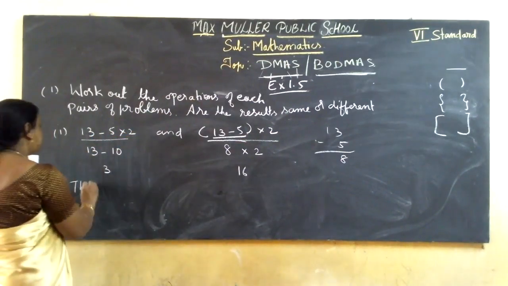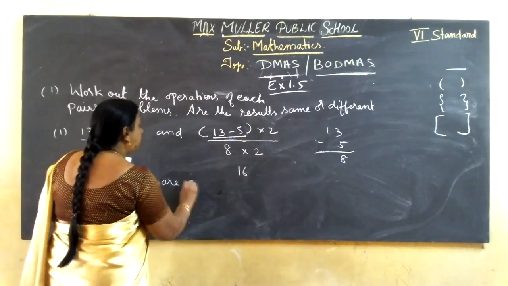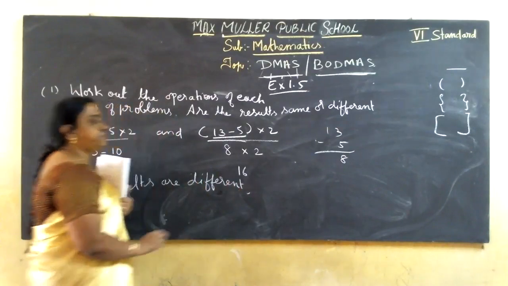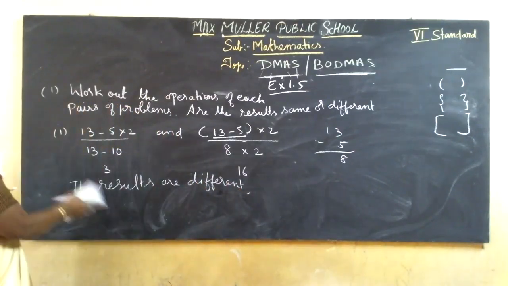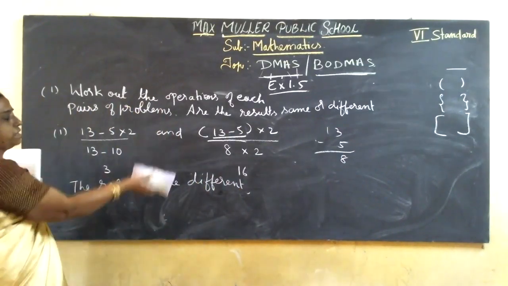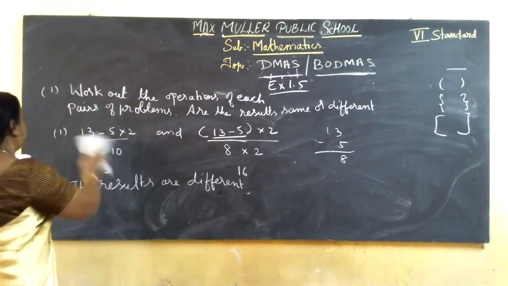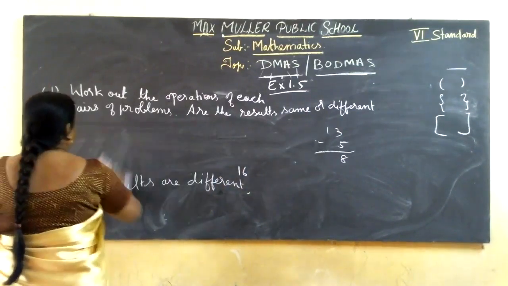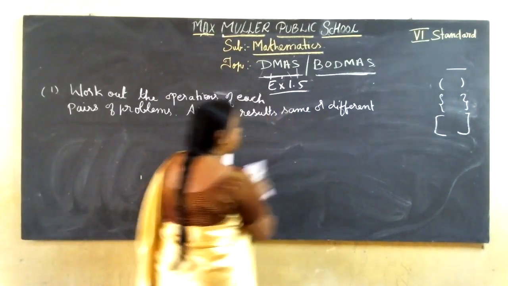The results are different. We got the result different. So one more sum I'll solve, same way, and I'll show again. Even though the numbers are same and operations also same, bracket is present here and brackets are not there, so answers are also different. Now question number 2. New topic, children, first listen and understand.